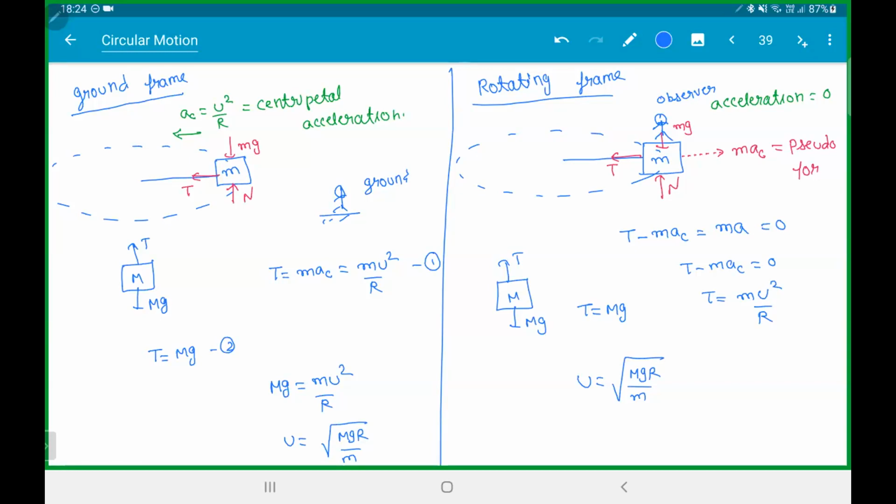Which one to choose is your convenience. Generally, for problem solving, centrifugal force looks convenient. But theoretically speaking, in theoretical questions you will have problems because it doesn't make sense most of the time in the ground frame. But for problem solving, you'll get answers pretty well with this pseudo force or centrifugal force. Because it is for circular motion, we call it centrifugal force. Then I solve the same problem in both the ways.